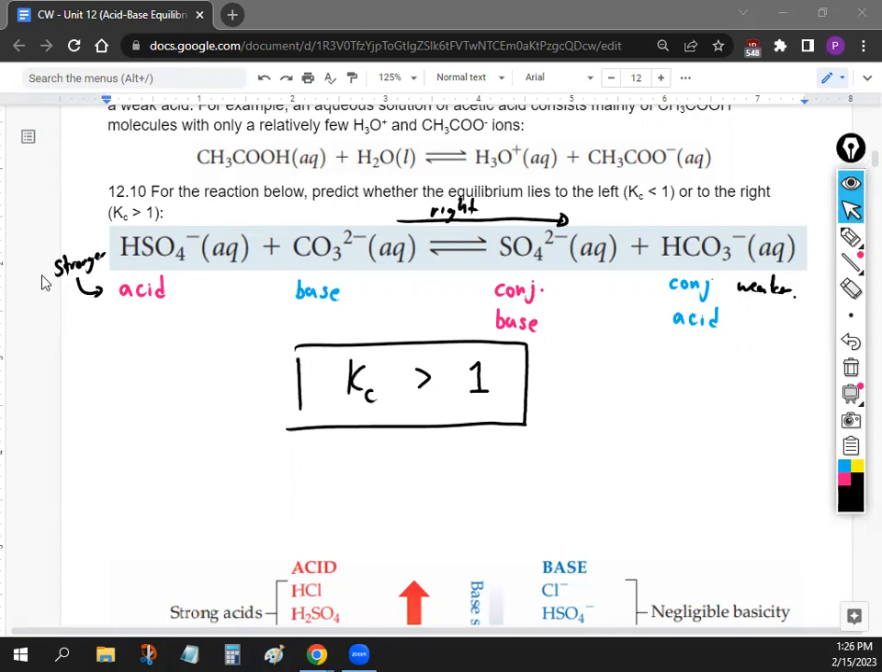This swings to the right because this compound is a stronger acid. Stronger acids want to break up more. So since it wants to break up more, it wants to go towards the right.